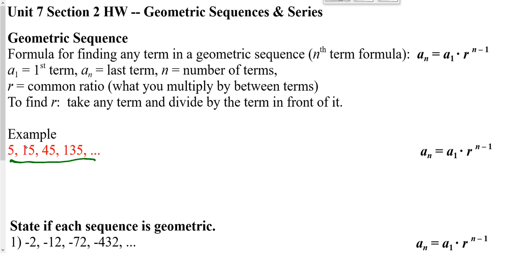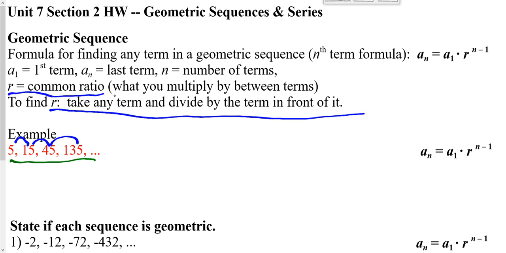So you'll notice down here, 5 times 3 is 15. 15 times 3 is 45. 45 times 3 is 135. That number you're multiplying by is r. That's referred to as your common ratio. Now, if you didn't see that you're multiplying by 3 each time, you could always take one term divided by the previous term. That helps you find r. Or you could take the third term divided by the second term. And in each case, you end up getting 3. So that's what you're multiplying by.